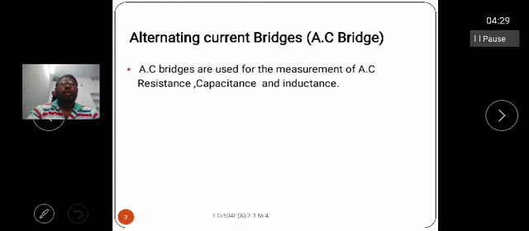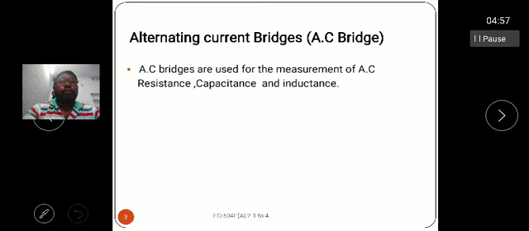That means in both AC bridges and DC bridges, we measure the unknown parameters like resistance, capacitance and inductance only. The only difference between these bridges is the applied source and the response. If the response current is alternating current, then the bridge is called an AC bridge. If the response current is direct current, then the bridge is called a DC bridge.